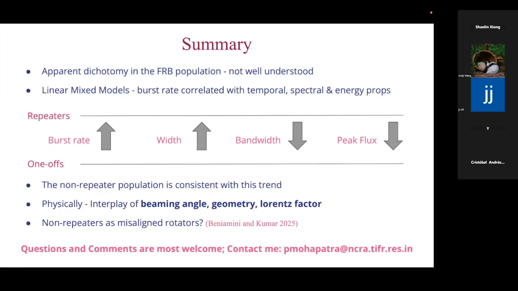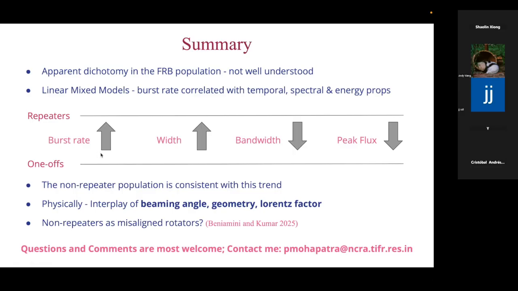So to summarize, there is an apparent dichotomy in the FRB population, which is not very well understood. We are trying to explore a hypothesis where the morphology is evolving as a function of the burst rate, as morphology has been one of the driving factors in separating these two into separate classes. We have used linear mixed models where we find that the burst rate is correlated with the temporal, spectral, and energetic properties. So here is a rough schematic summary of what we found out.